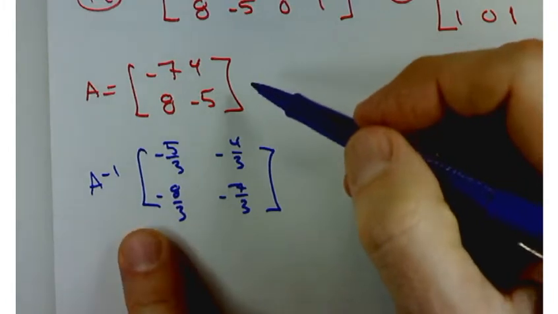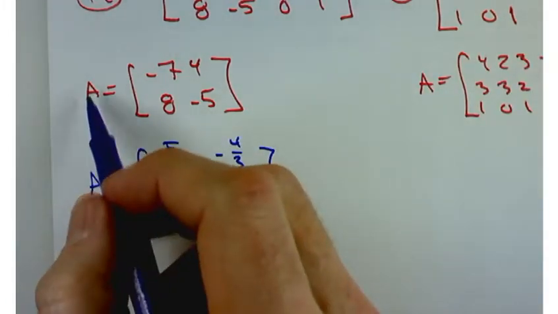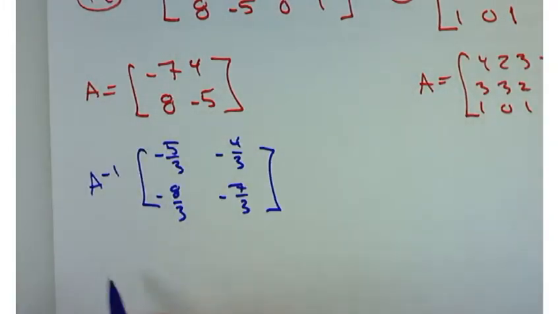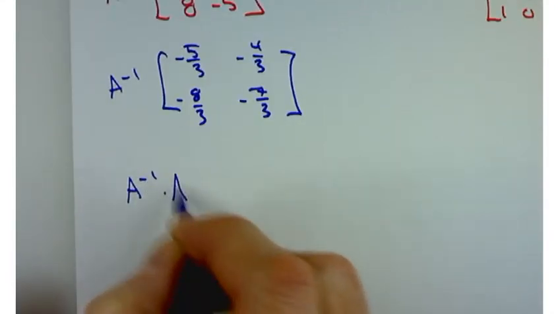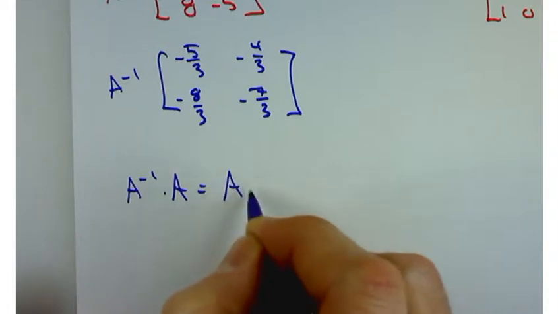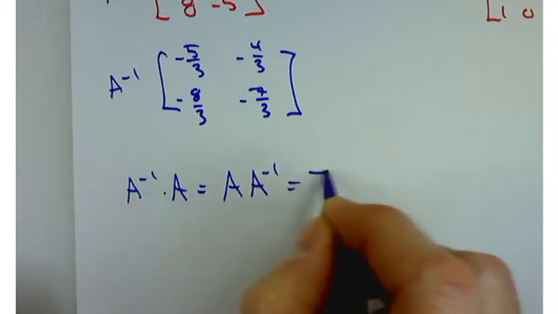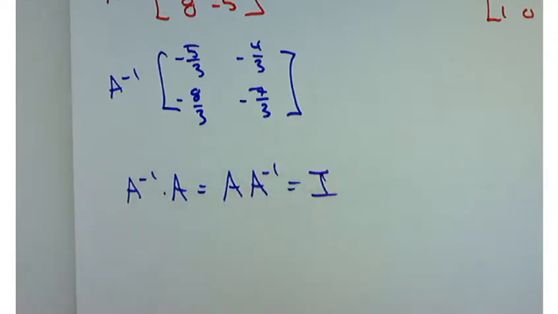The interesting thing is that the matrix and the inverse commute. That is, if I did A inverse times A, it'd be the same thing as A times A inverse, and either one of them is going to give you the identity matrix. You're going to get ones on the main diagonal and zeros everywhere else.